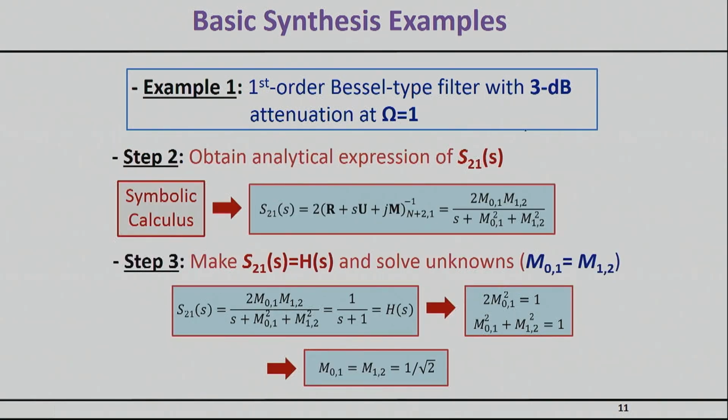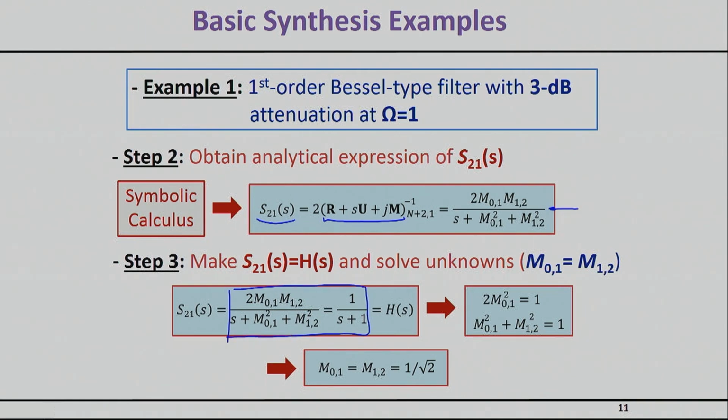So, second step, once I know my transfer function, is to calculate my S21 from the coupling matrix, and here it is. If you basically plug in all the matrices I showed you before, R, U, and M, and you use the equation I gave you before, you will get the S21 to be this number right here. Now, this number must be equal to the transfer function you're trying to implement, so we must make sure that this equation here is correct.